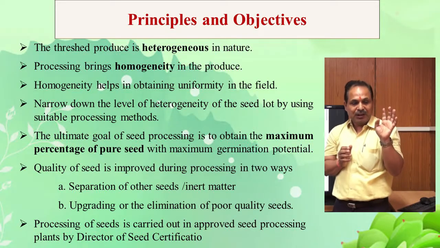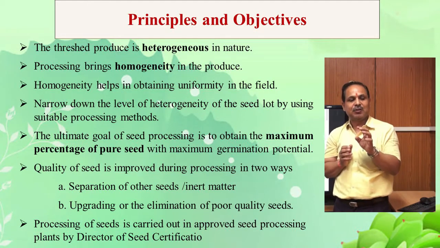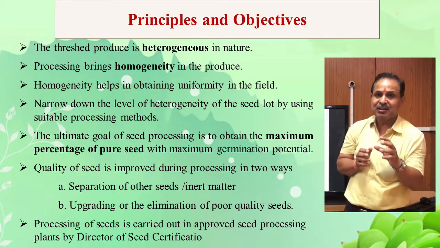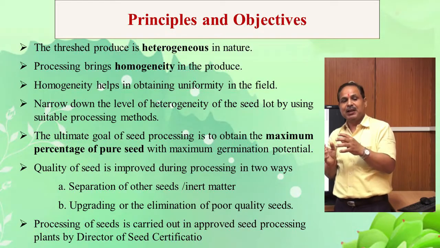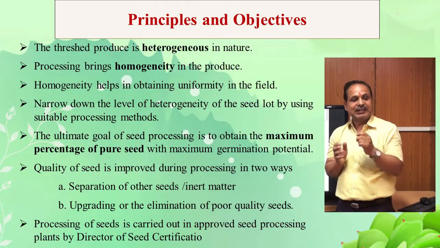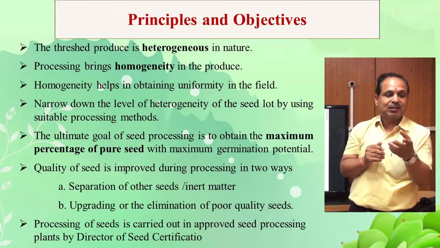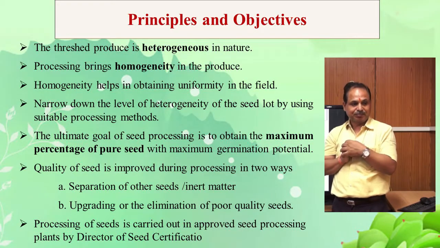So the purpose of this seed processing is to maximize the percentage of pure seeds with maximum germination potential. It means the PLS value, pure live seeds value. Pure live seeds is calculated by multiplying the germination percentage with the pure seed percentage.